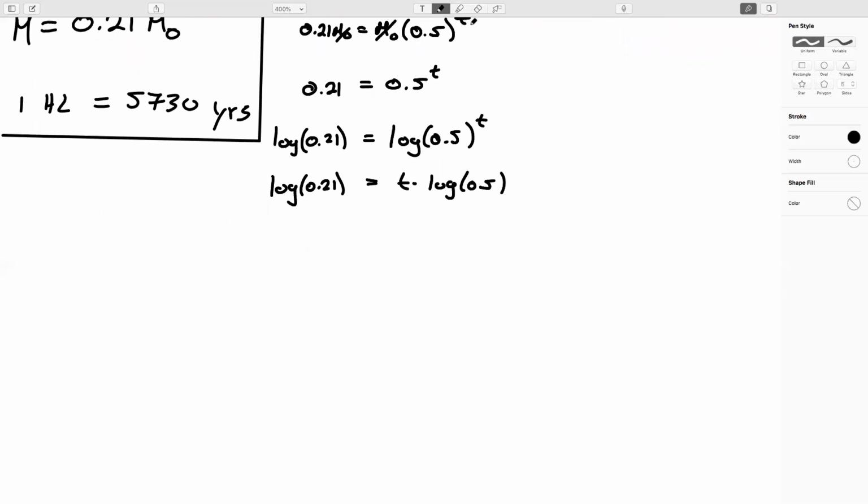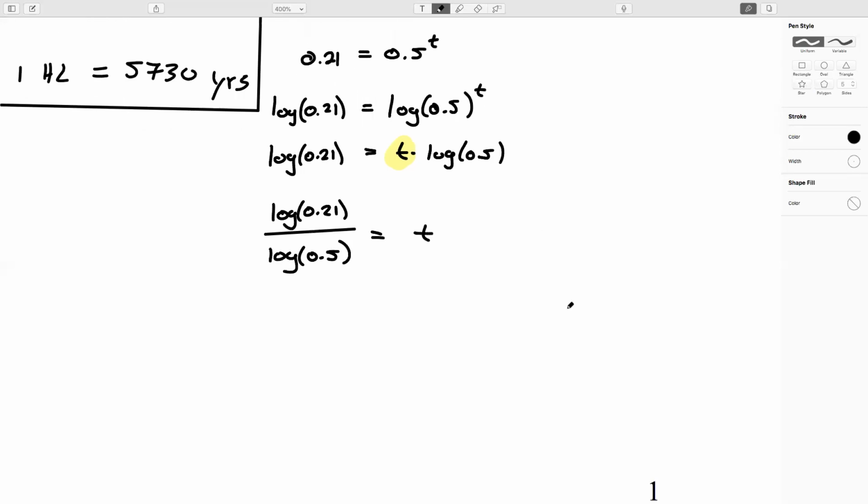Lastly, I want to solve for time. So I need to take log of 0.5 and divide both sides by it. So log of 0.21 divided by log of 0.5 equals t. And you will find that t is 2.25.